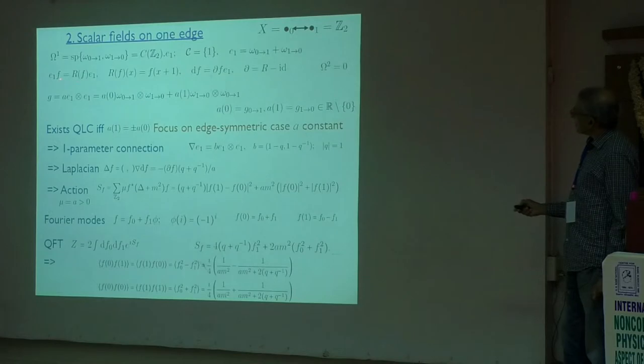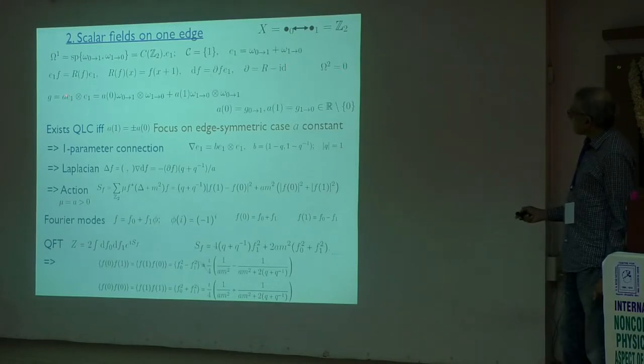The commutation relations are f with this e1. It's a right translate by 1. So that's shifting by 1. This is the right translation operator. And df is just a single derivative operator, which is just the shift minus 1. And omega squared is automatically 0.